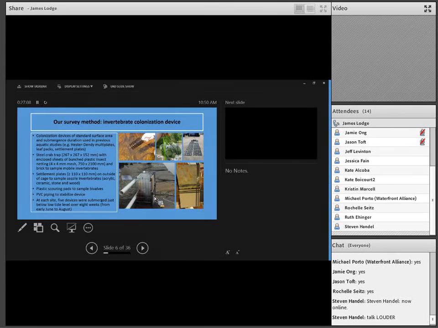Okay, so we had 5 of these at each site, and we submerged them about 8 weeks, which has been shown to be enough to colonise settlement plates up to about 100% cover.